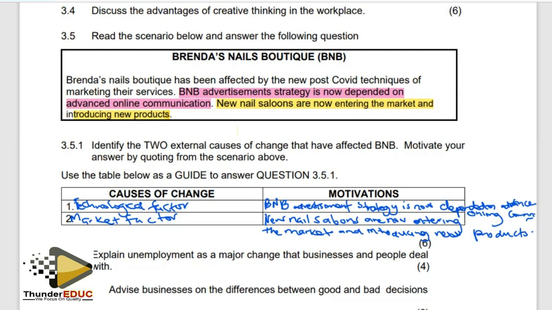What are the causes of change here? The cause of change is the technological factor. And the motivation is: B&B's advertisement strategy is now dependent on advanced online communication. That is a new technology which has come up after COVID. Another factor here is the market factor: new nail salons are now entering the market and introducing new products. That is the motivation for the market factor.